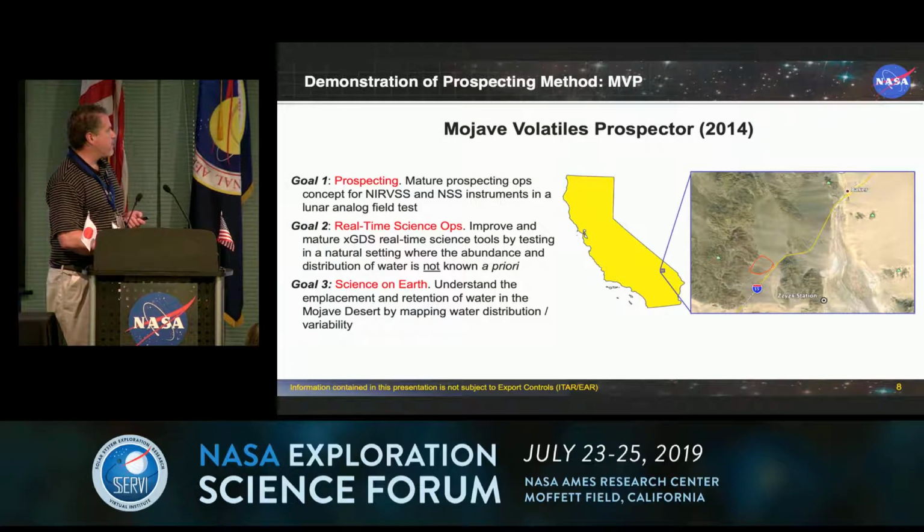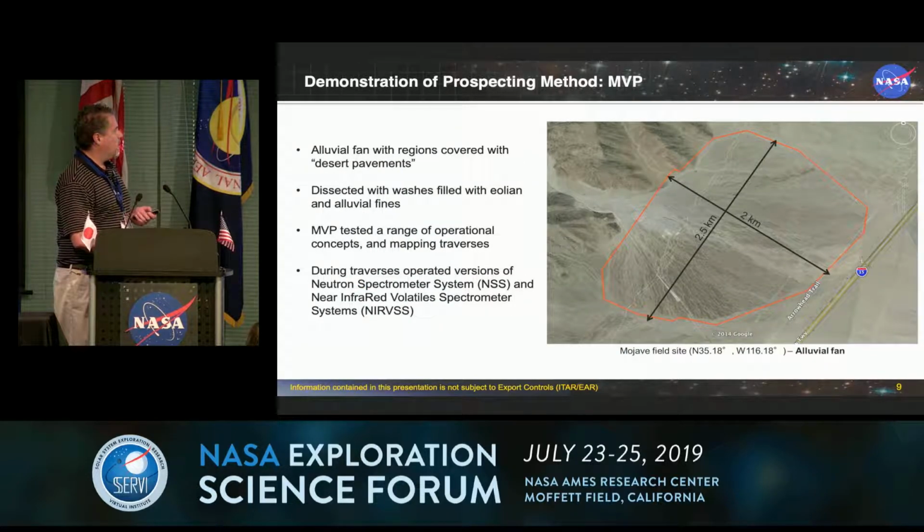So a quick example of using more of this geostatistical interpolation, the Gaussian interpolation technique: I turned to some data we took out in the Mojave. It was across this beautiful alluvial fan with desert pavements across it. That's these darker regions. We had a rover mounted with the neutron spectrometer system and the near-infrared spectrometer system, and we made traverses of various sizes to study what we needed to do to characterize the water in this area.